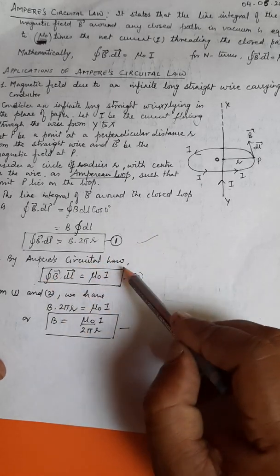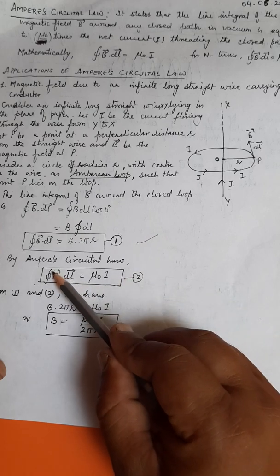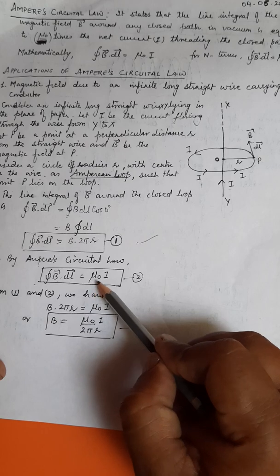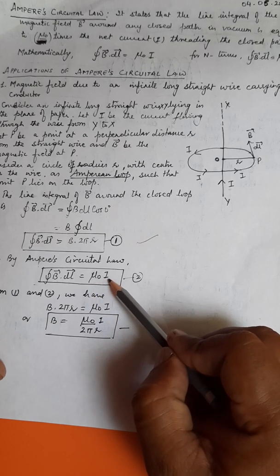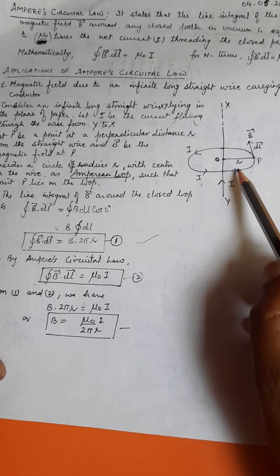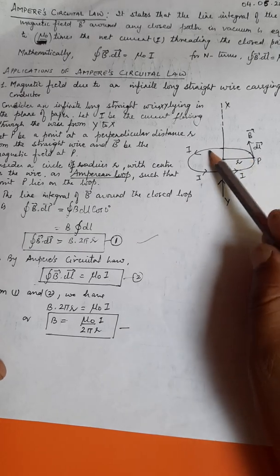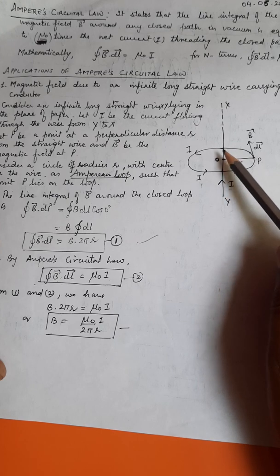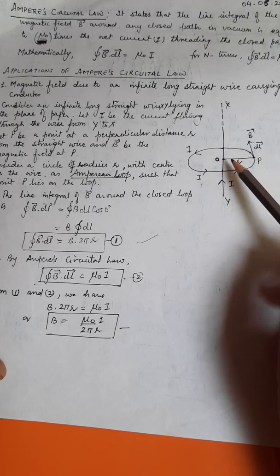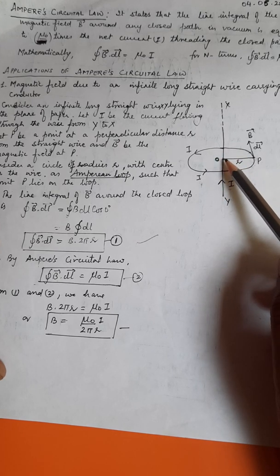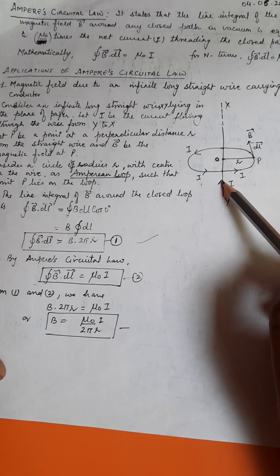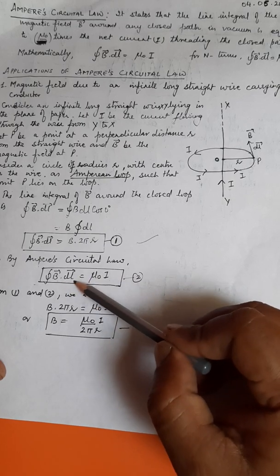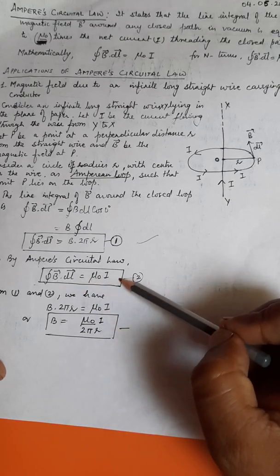Also by Ampere circuital law, closed integral of B dot dl is equal to mu naught times the current threading the Amperian loop. So what is the current threading the Amperian loop? It is I only. A single wire is passing through the Amperian loop and I is the current flowing through it. So closed integral of B dot dl is equal to mu naught I.